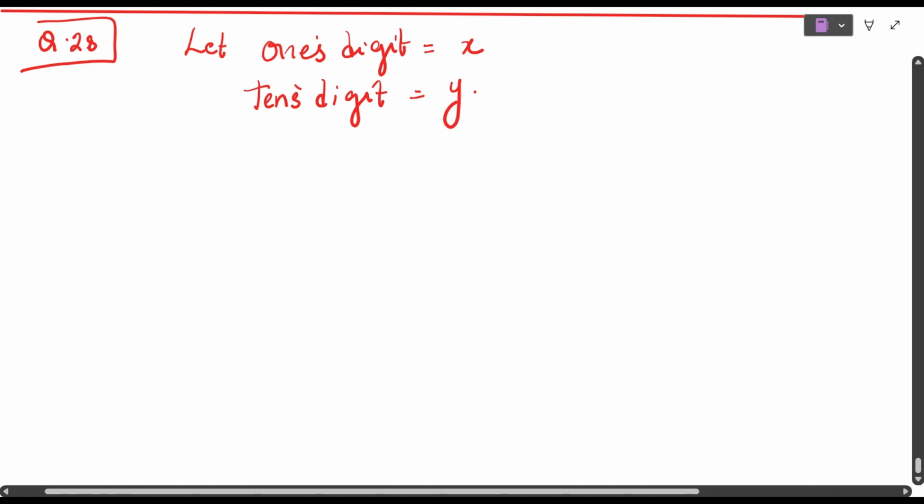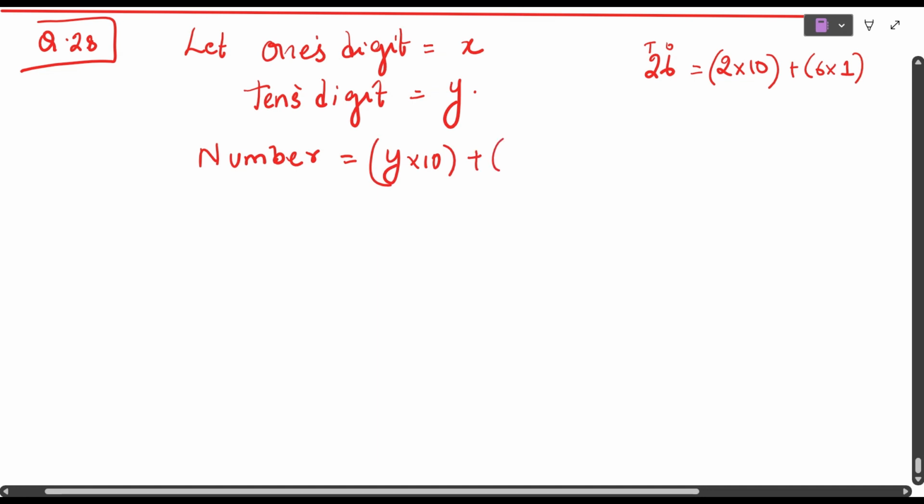Now if we expand the number, the number will be... Expansion of a number: suppose we have a two-digit number 26. How will you expand this? This is ones place and this is tens place, so 2 into 10 plus 6 into 1. This is what we are going to do here. So tens digit is y: y into 10 plus x into 1, which is equal to 10y plus x.